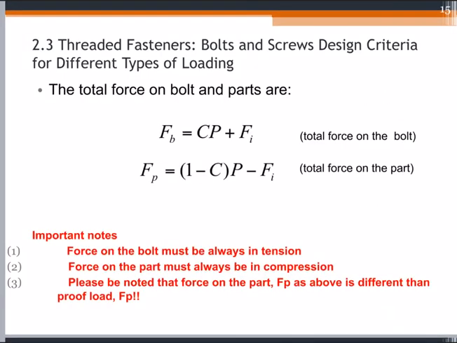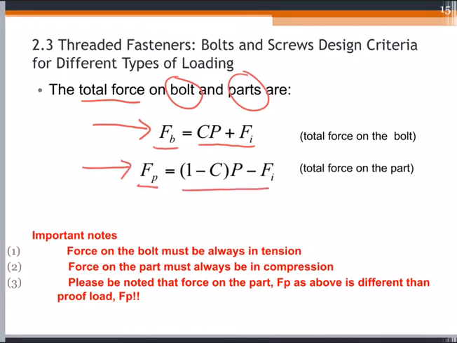Next, the value of total force on bolt and parts can be found from the formulas below. The total force on the bolt, FB, is equal to CP plus Fi, and the total force on the parts, FP, is equal to (1 minus C) P minus Fi.